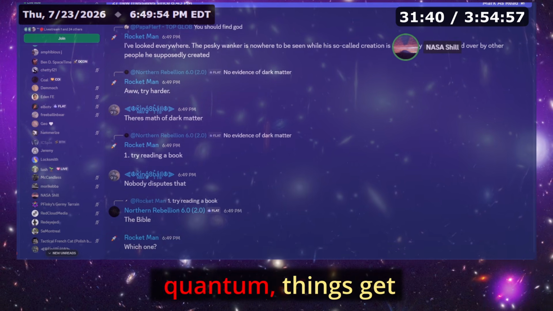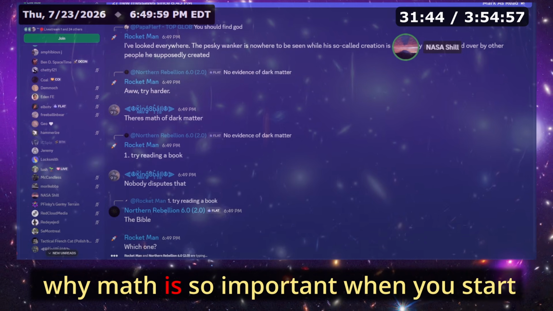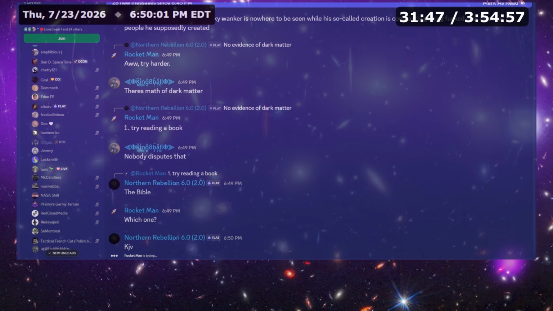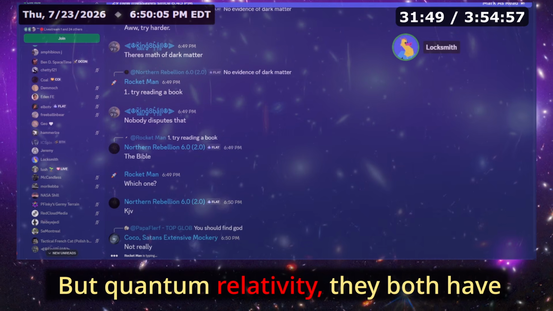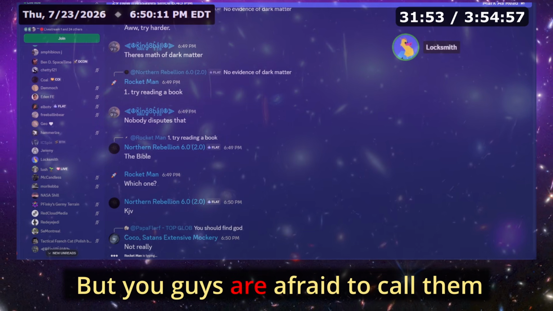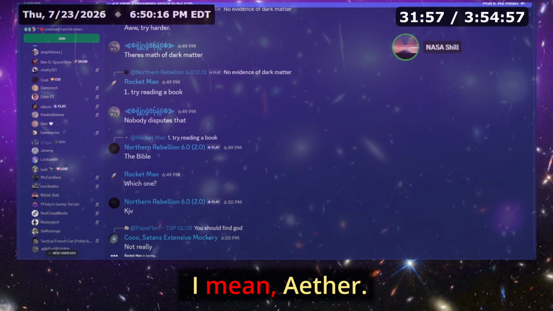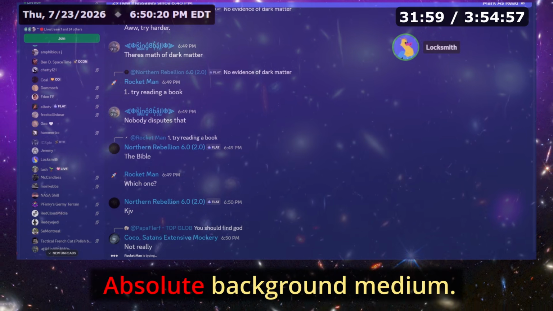It's whenever you get into quantum, things get really fuzzy really quick, and it's difficult to use, which is why math is so important when you start talking about quantum. All right, but quantum and relativity both have ever-present background fields, right? But you guys are afraid to call them mediums for some reason. Well, the medium? You mean ether? It's the absolute background medium.